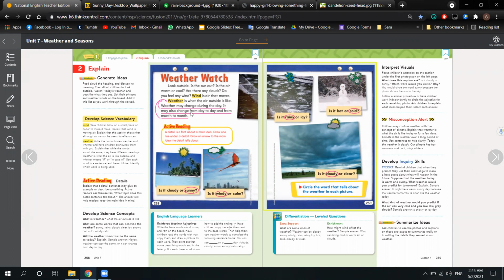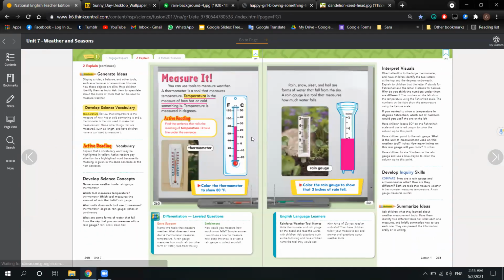And we have to know that they change from day to day and from month to month. So the weather keeps changing. It may be sunny today and it may rain tomorrow and so on, right? Because of what? Also because we have something called seasons. And you have to know that we have something called temperature.